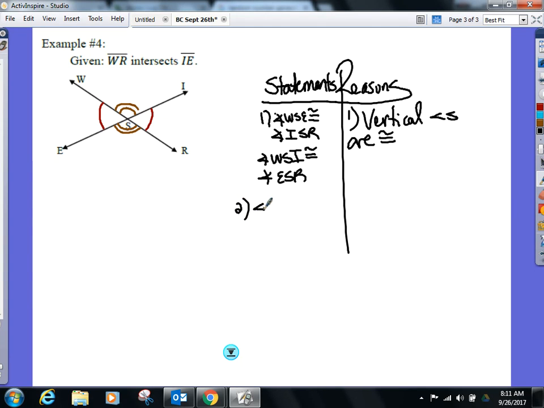Here we go. So angle WSE and angle WSI are supplementary. There is no I in supplementary.